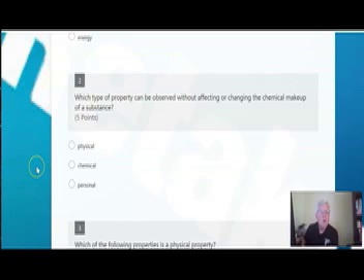Number two, which type of property can be observed without affecting, notice that's an A effect with an A, or changing the chemical makeup of a substance? So we've gone over this now. What type of property? Is it A, physical, B, chemical, or C, personal? Well, a personal property, I don't even know what that is. A chemical property, we know changes the chemical makeup. So the best answer is A, physical property. And I would mark that.